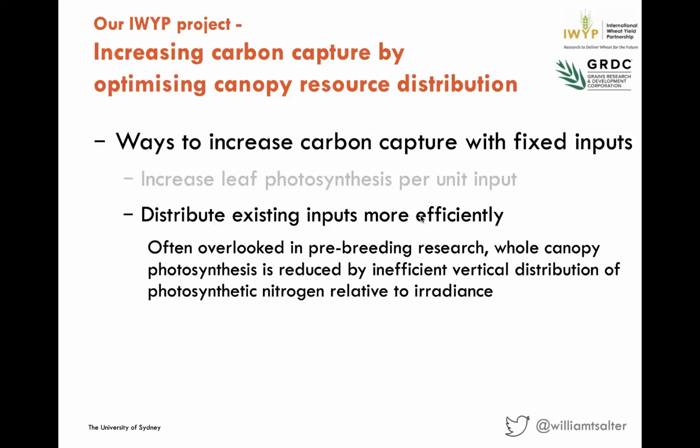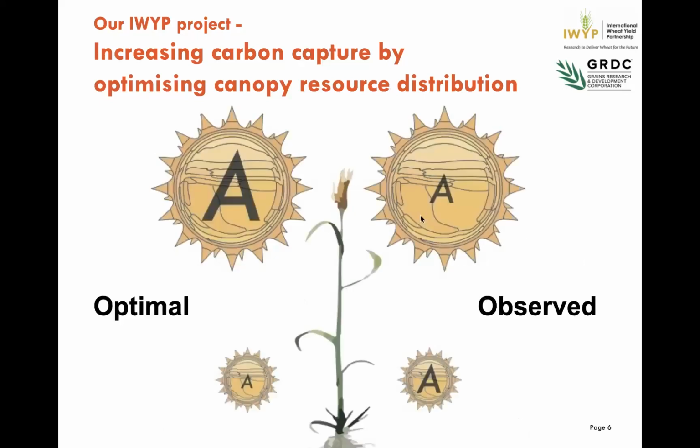But it's really important. Whole canopy photosynthesis is substantially reduced by the inefficient distribution of photosynthetic resources relative to the light that's available at different levels in the canopy. And just to give an example, some people can see it a bit more easily this way.